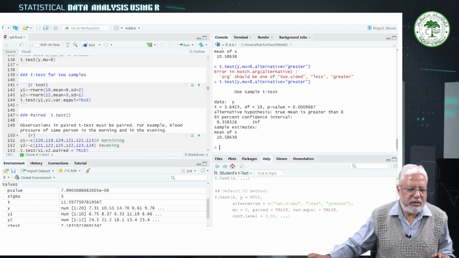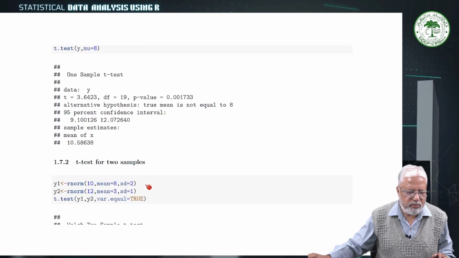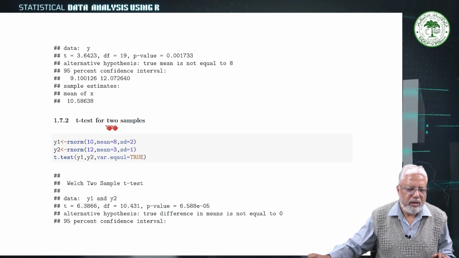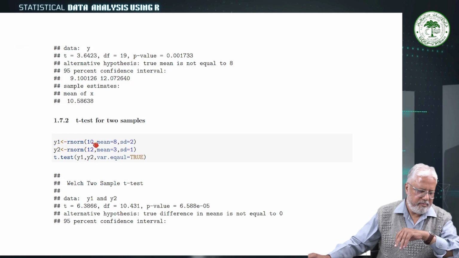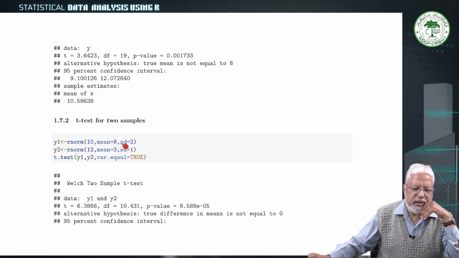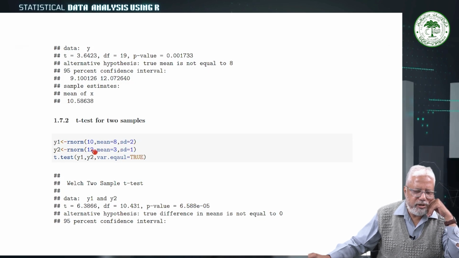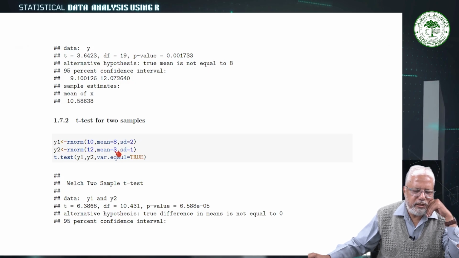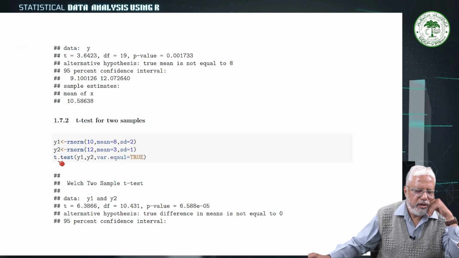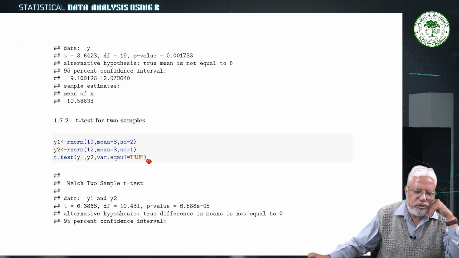Similarly for the t test for 2 samples, this was all about the t test for 1 sample. Now the t test for 2 samples. Y1 is 10 random observations from a normal population with mean equal to 8 and SD equal to 2. Y2 is 12 random observations from a normal distribution with mean equal to 3 and SD equal to 1. Here the SD is different and the mean is also different. Now we are using t.test(y1, y2, var.equal = TRUE).